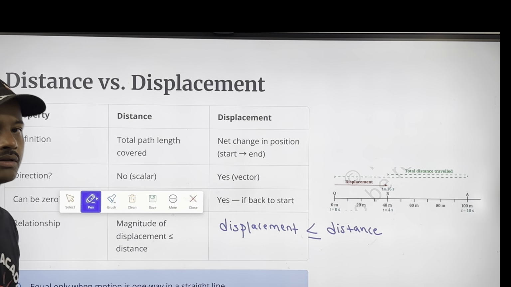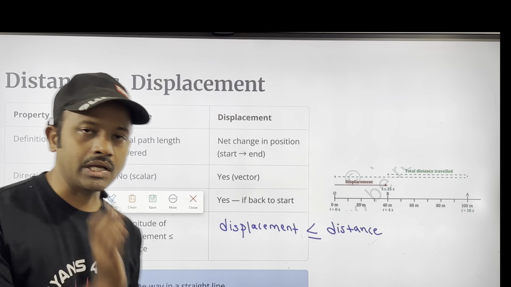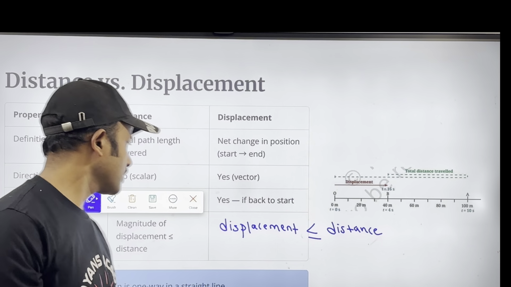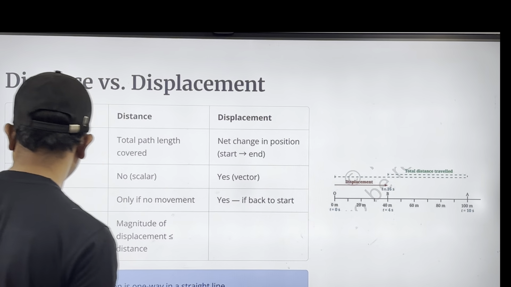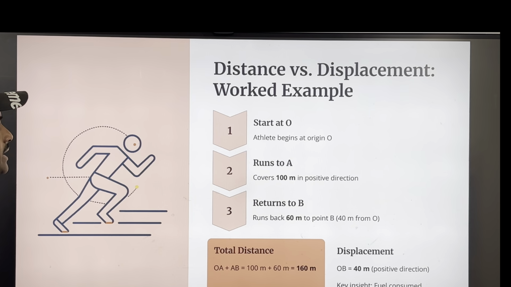But distance you have to consider always positive, and distance is a scalar quantity, displacement is a vector quantity. Okay, is it clear to everyone? Right? So move on to the next one. Now you see distance versus displacement. Work the example we are taking here.